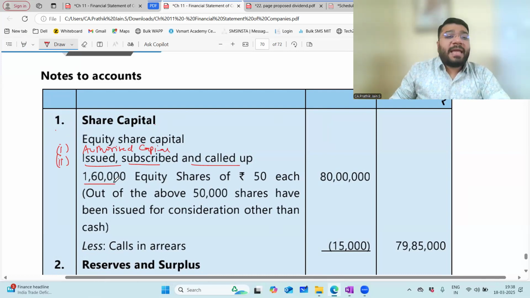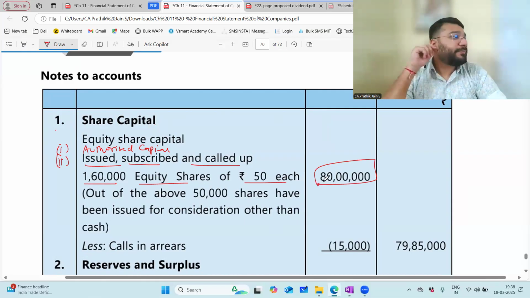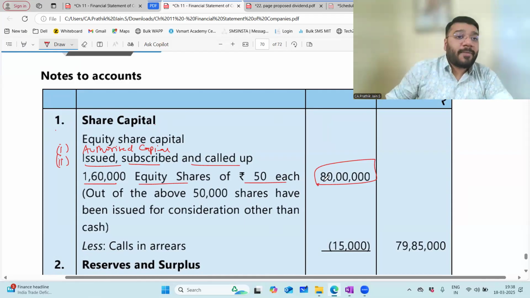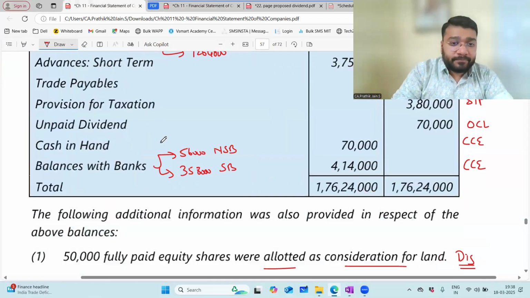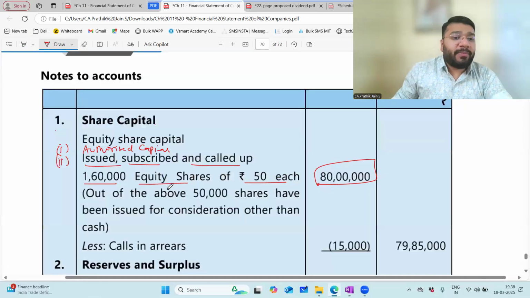Under that, we have 1,60,000 equity shares of 50 each. Total how much? 80 lakhs. 80 lakh rupees. Here, as an auditor, what will you take care of? You have to take care of the disclosure requirement. What disclosure? There is shares issued for consideration other than cash. We've issued the share for consideration for what? Land. For buying the land. For purchasing the land, we have issued the shares as consideration. So you have to mention that point.